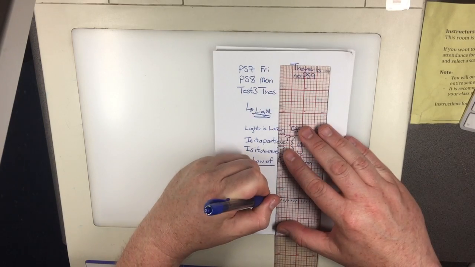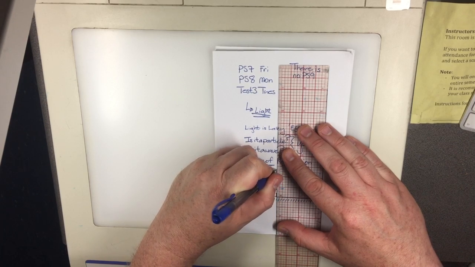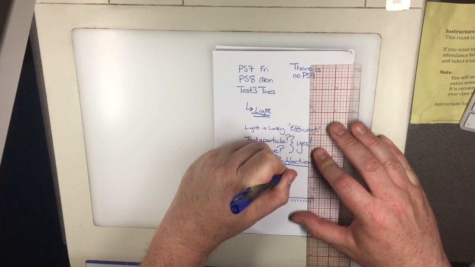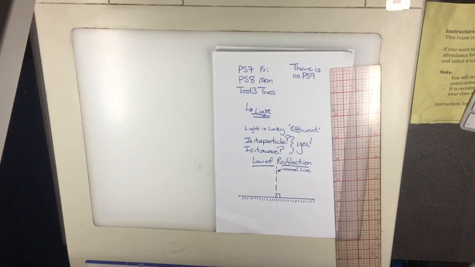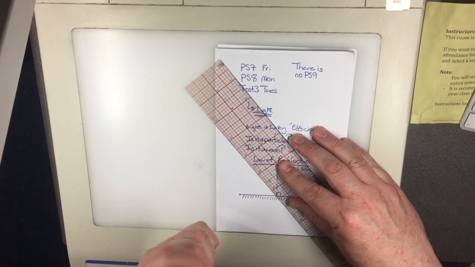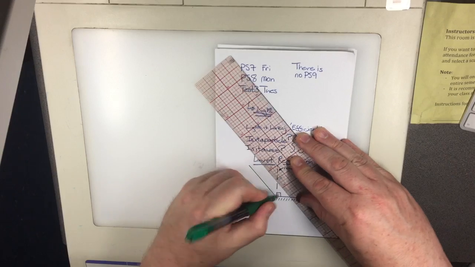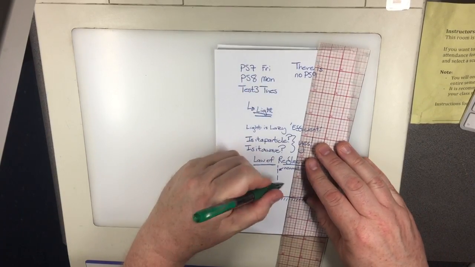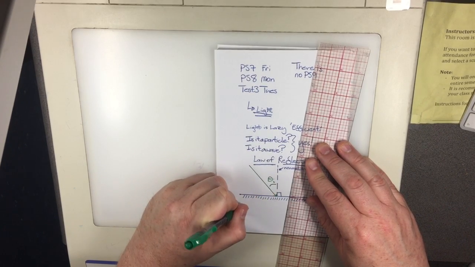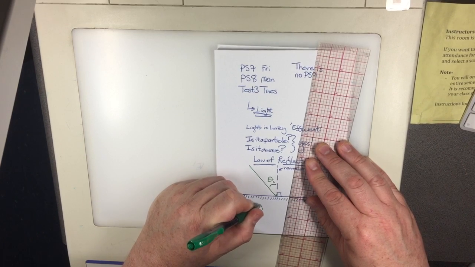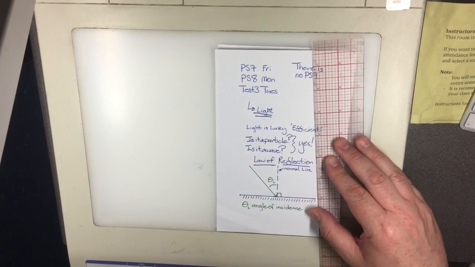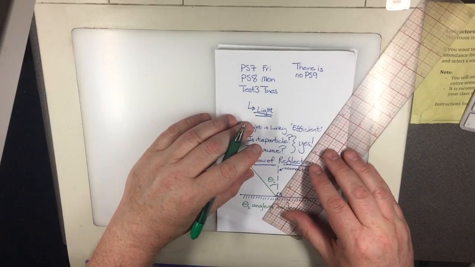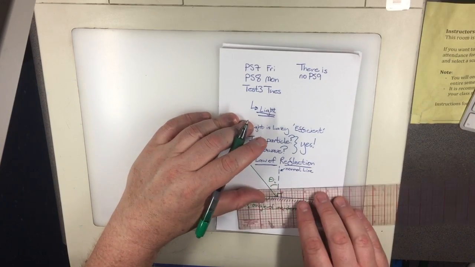So, law of reflection. If you have a mirrored surface, this dotted line here is the normal line. And the normal line is perpendicular to the surface of the mirror. The law of reflection states that if you have a ray of light hitting a flat mirror, and this is a flat mirror, that angle there is the angle of incidence.